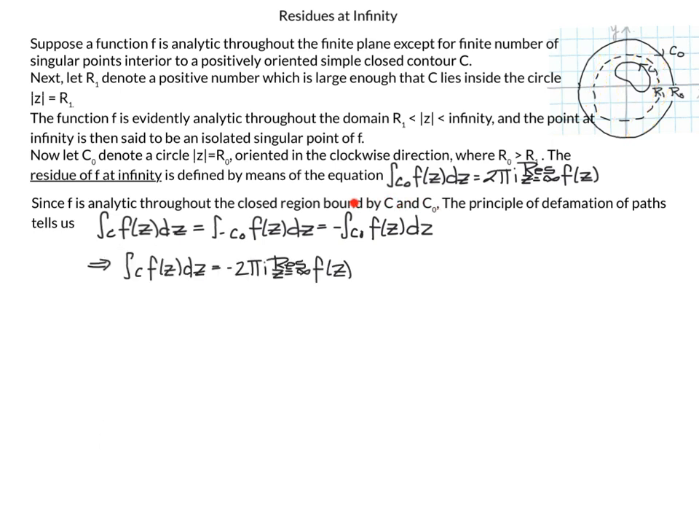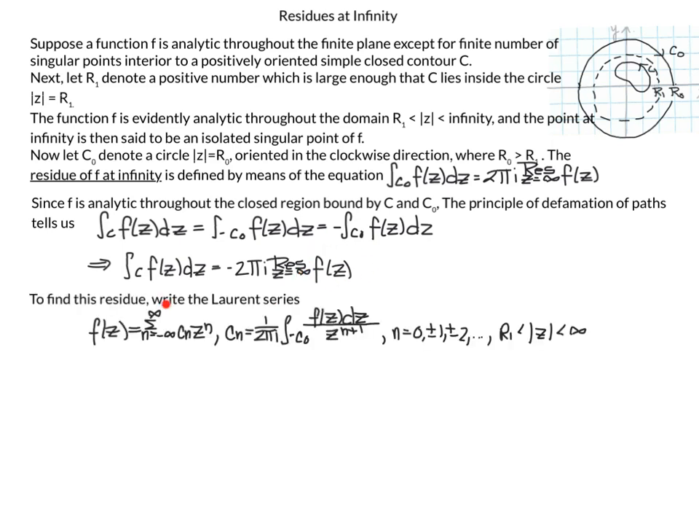And it is this integral here that we defined as our residue at infinity. I kind of think of this as our C0 here. We're letting our radius go out to infinity. So here we have the integral over C of f of z dz is equal to minus 2 pi i residue at z equals infinity of f of z.